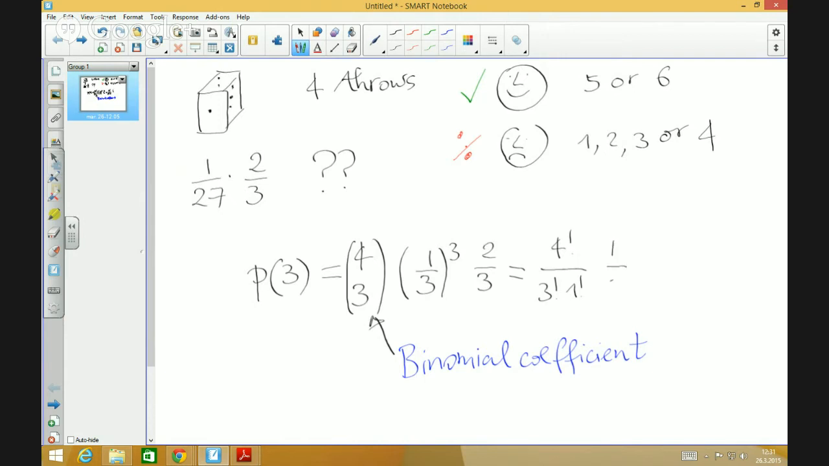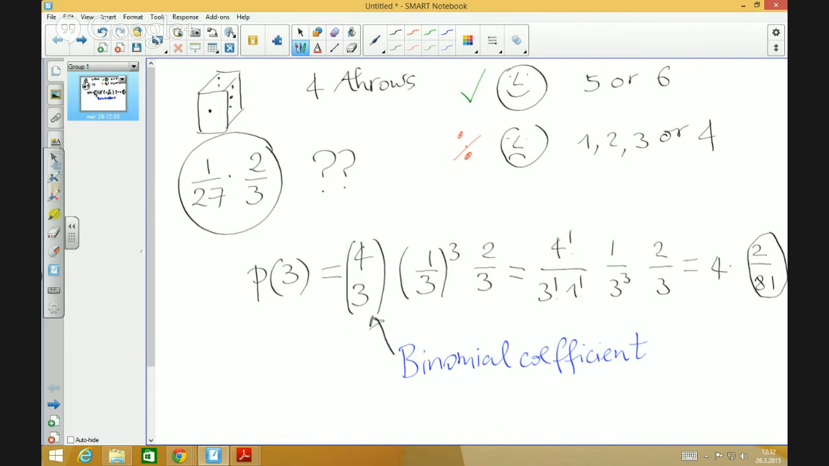Times 1 over 3 to the power 3 and 2 over 3. Now, what is this thing? This is 4 factorial divided by 3 factorial, which is 4. And then we have 2 to the 2 over 81. In fact, that's exactly what your colleague was suggesting here. That's this multiplying, this 2 over 81.